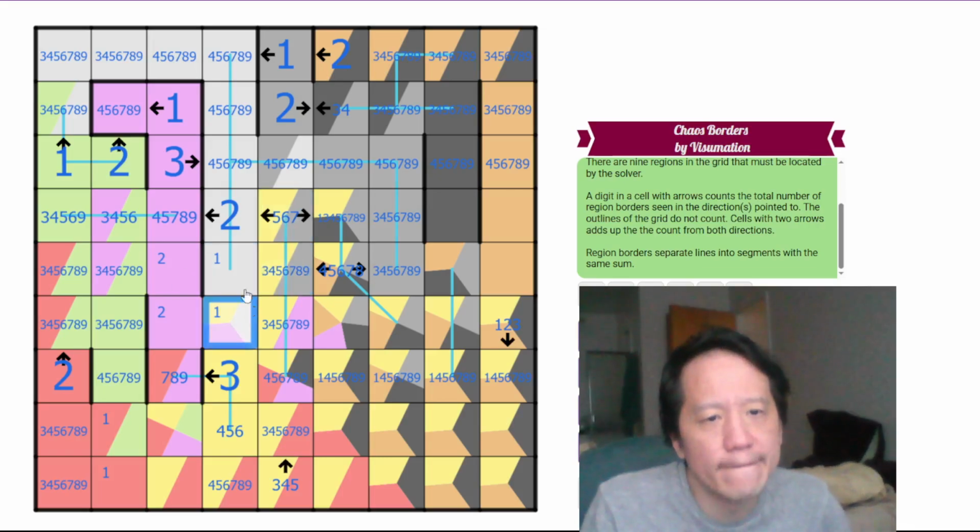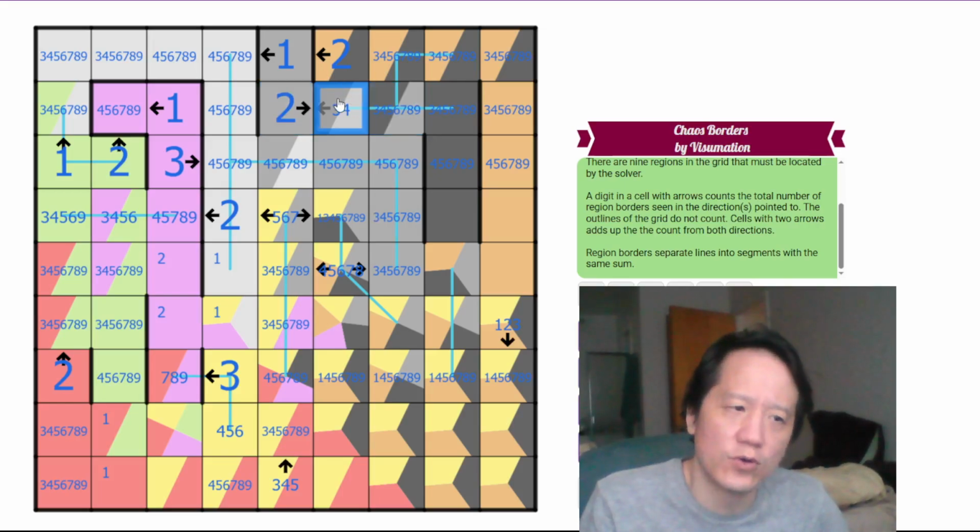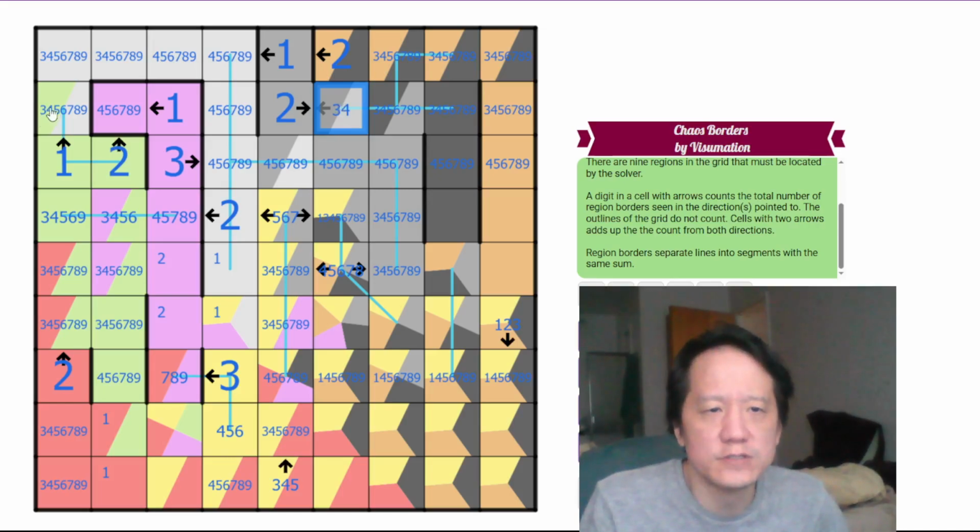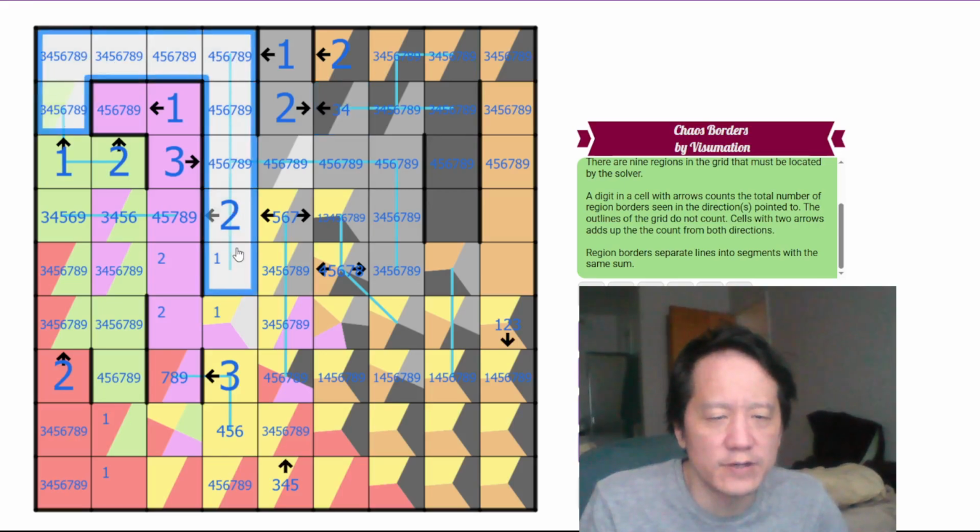But yeah, maybe we should look at this 3 later on and try to see if that causes some contradiction. Because I'm almost certain this is 4. Because this could be 3, which would force that to be 4, and that would be light, right?